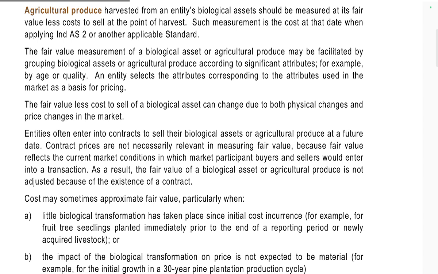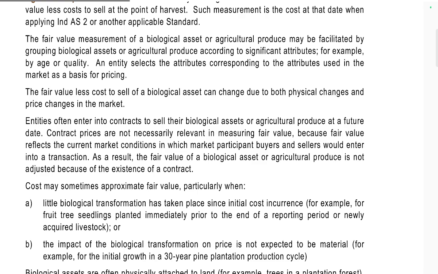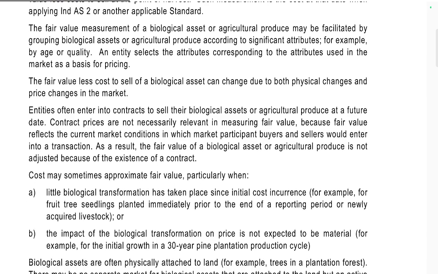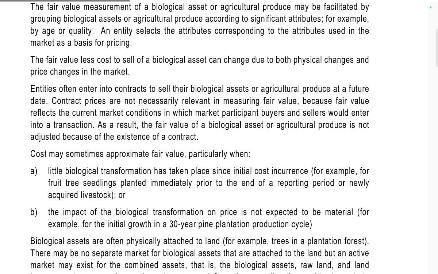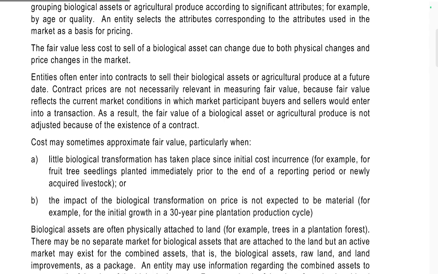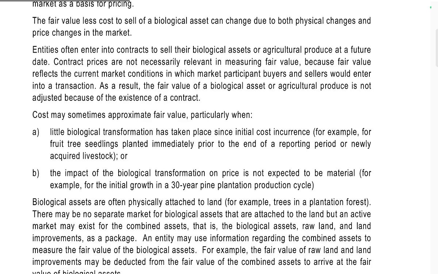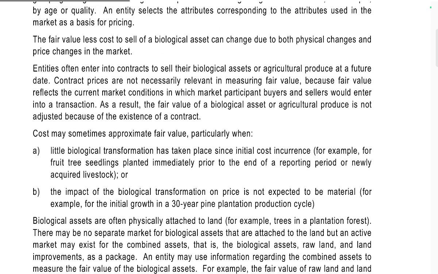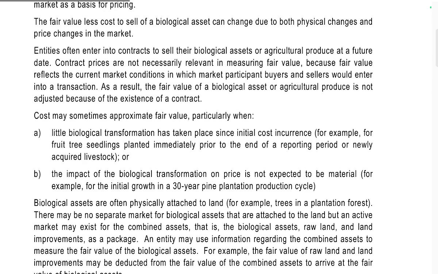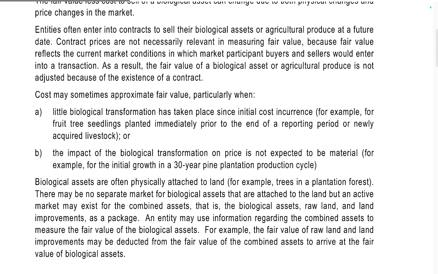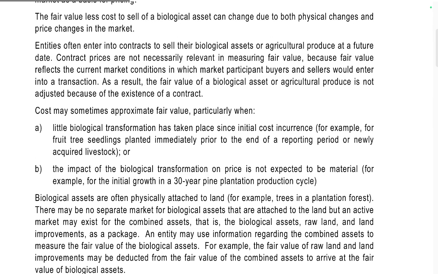Agricultural produce can be estimated by grouping biological assets and agricultural produce according to significant attributes, for example by quantity. The entity selects the attribute corresponding to the attribute used in the market as a basis for pricing. The fair value less cost to sell of a biological asset can change due to both physical changes and price changes in the market. Entities often enter into contracts to sell biological assets or agricultural produce at a future date. The contract prices are not necessarily relevant to measuring fair value, because fair value reflects the current market conditions in which market participant buyers and sellers would enter into a transaction.